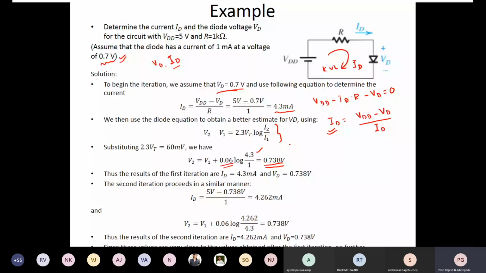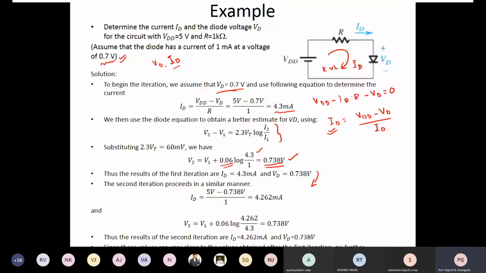So what I have done is I have actually found out the voltage across the diode. But again, this is an iterative process. I want to make it more accurate. So the result of the first iteration is Id is 4.3 milliamperes and Vd is 0.738 volts. Now I will use the same values in this equation.